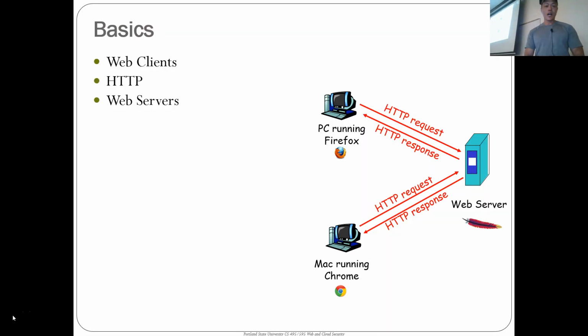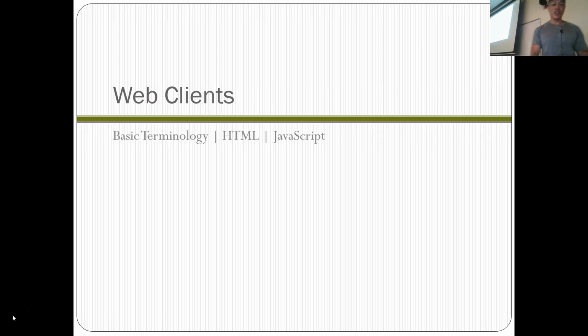So the basics: you have web clients, you have a protocol, HTTP, and you have web servers, and that gives you web applications. This is what it looks like: your client on the left, the protocol over the wire in the middle, and then the server on the other side. And you see how old this graphic is. It has an old version of Apache here, but this stuff hasn't changed that much. So we'll start with the clients and go through some terminology.